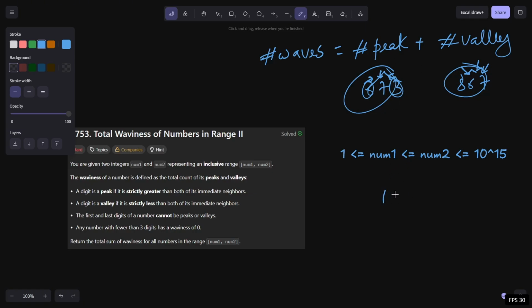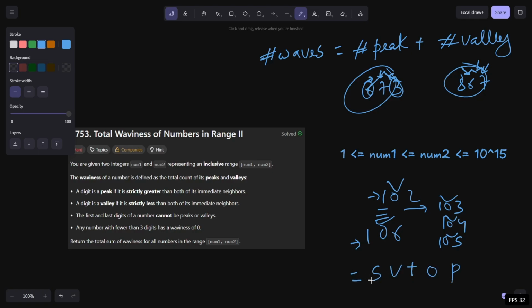Suppose we are given 102 to 106. This is nums1 and this is nums2. Suppose we got 103, 104, 105. So here we got one value, two value, three value, four value, five value. So we got five values plus zero peaks, so the total number of waves equals 5. We have to return the total number of waves, same as we did yesterday.